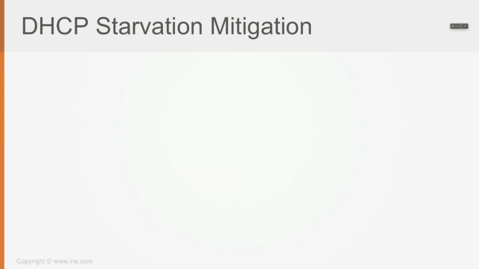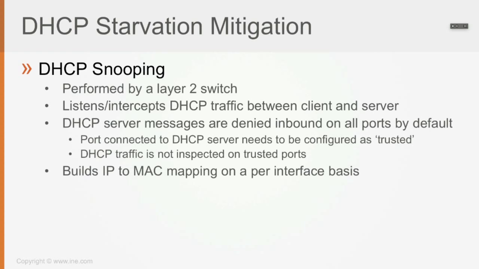It is going to be by using DHCP snooping, which is a feature performed and configured by a layer 2 switch. So in order for the switch to do this kind of inspection and mitigate this attack, it doesn't even need an IP address to begin with. What's going to happen is that the switch is going to listen and intercept all of the DHCP traffic between client and server. So all DHCP traffic sent back and forth is going to be intercepted by the switch in the end. And once you enable the feature, the switch is going to deny all inbound traffic on all ports in the VLAN where snooping was enabled by default.